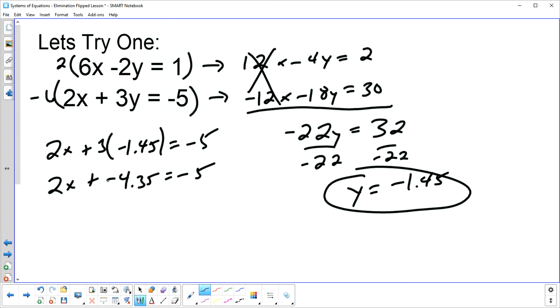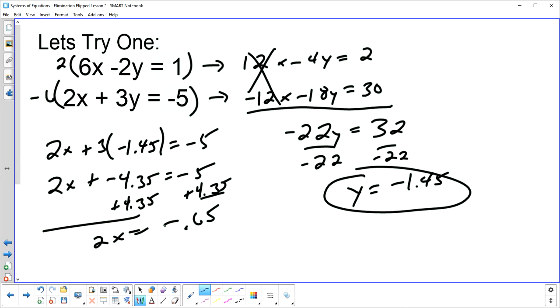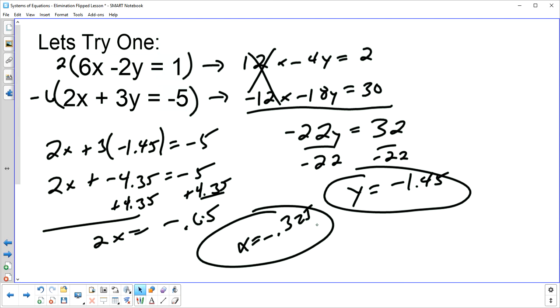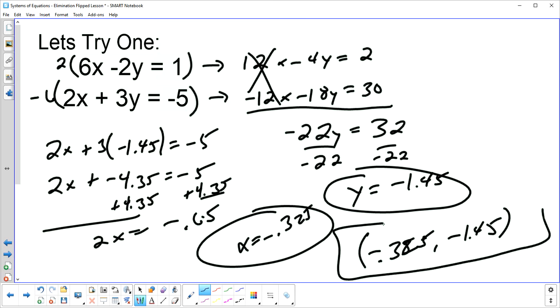Then if I add that 4.35 to both sides, I'm going to have 2x equals, and negative 5 plus 4.35 is going to give us a negative 0.65. Then divide that by 2, and I get that x, in this case, is negative 0.325. So those would be our two values. Remember, you need to have both x and y. We could even write this as a coordinate, a point of intersection, with negative 0.325 for x and negative 1.45 for our y value. That would be your solution, just like when we were graphing and we had a point of intersection.